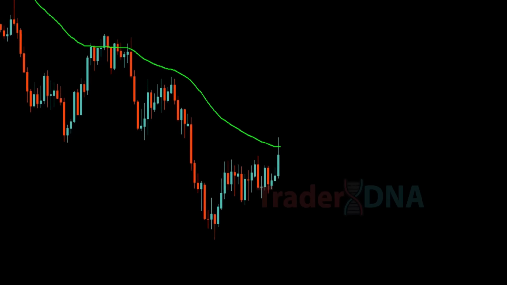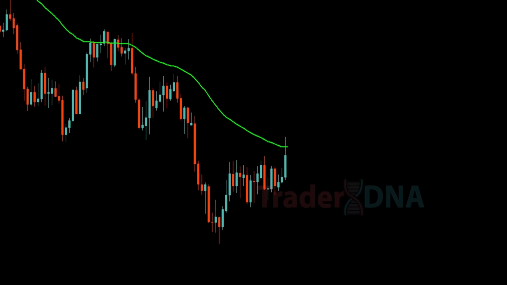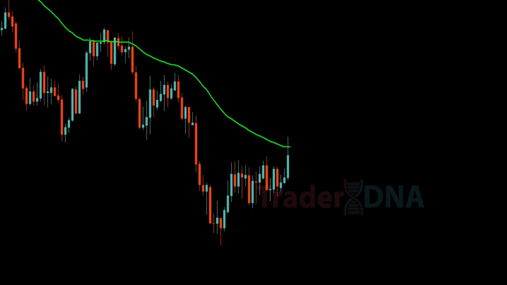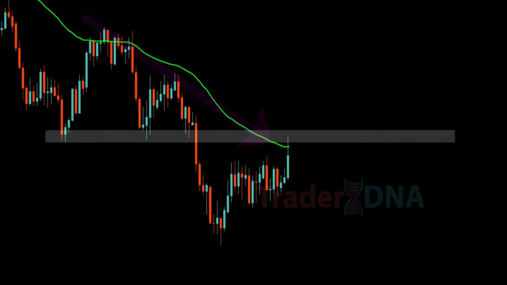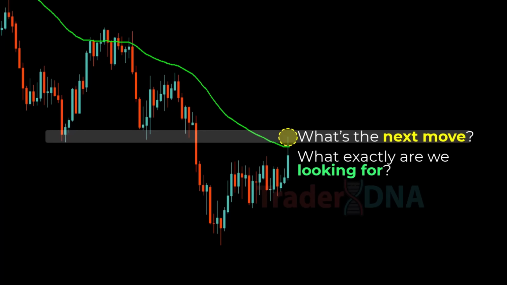And in the bearish example we're breaking down, everything is built around one simple idea. Price keeps driving lower, smashing through fresh lower lows while staying below the 50 EMA. Once that happens, we're waiting for a pullback right back into the previous support zone that was just broken. And the moment price snaps back into that level, that's where the real action begins, because right after that pullback, the big question hits. What's the next move? What exactly are we looking for?